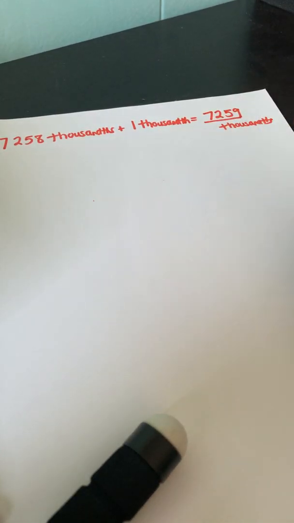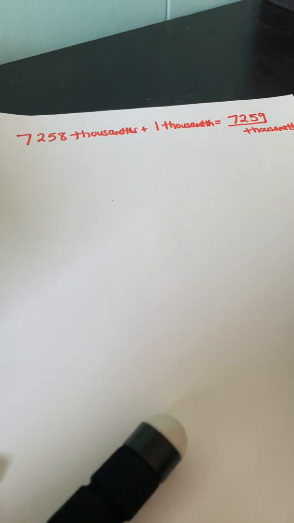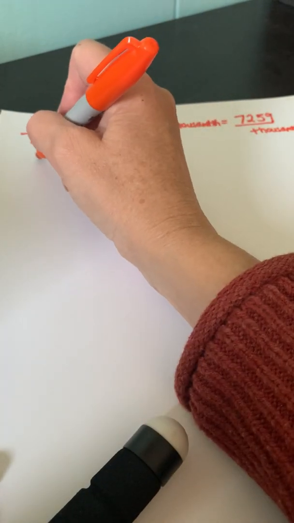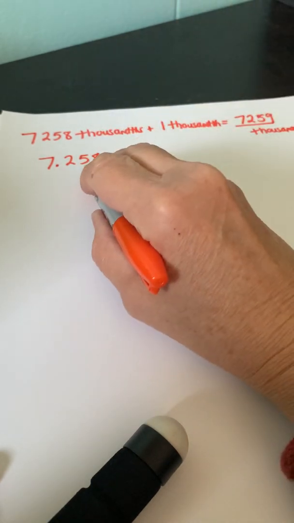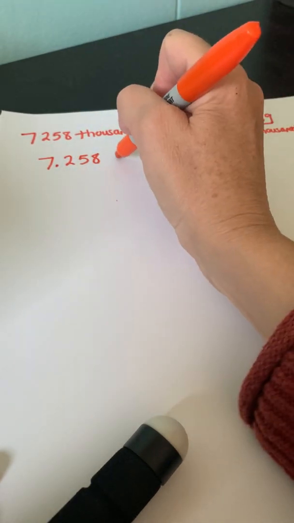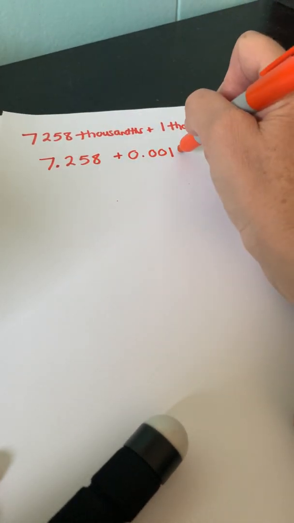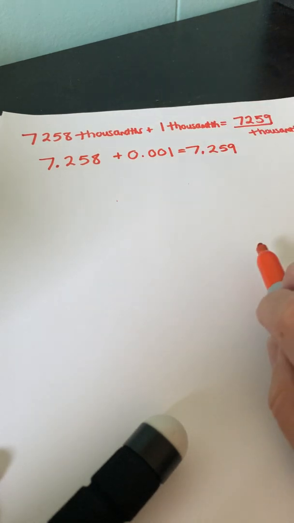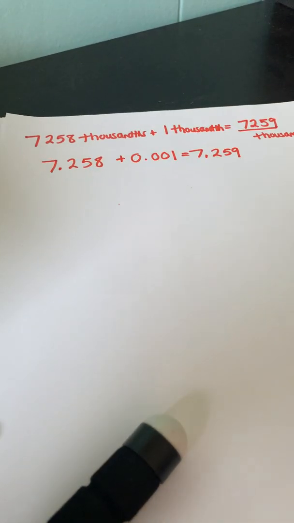Now write that number sentence in standard form. It is written in unit form. Write this in standard form. Press pause, write it in standard form, and press play when you are ready. All right. You should have written 7 and 258 thousandths. That's that number. Plus 1 thousandth equals 7 and 259 thousandths. If you're having trouble going back and forth between standard and unit form, you should use your place value chart to help you.